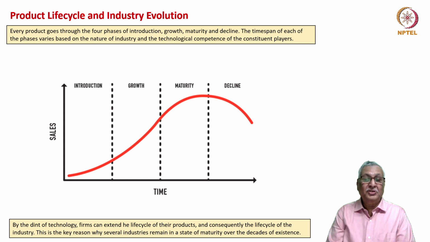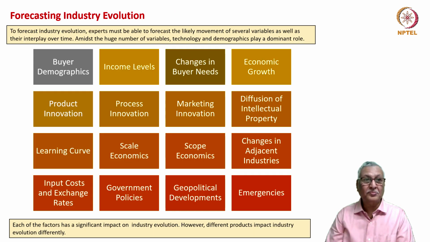The number of competitors in the introduction stage are few, in the growth stage many, and in the maturity stage also many, but there could be consolidation of players. And in the decline stage, we can have 2 situations again, fragmentation of the industry or companies exiting the industry. By the dint of technology, firms can extend the life cycle of their products and consequently the life cycle of the industry. This is the key reason why several industries remain in a state of maturity over the decades of their existence. How do we forecast industry evolution?